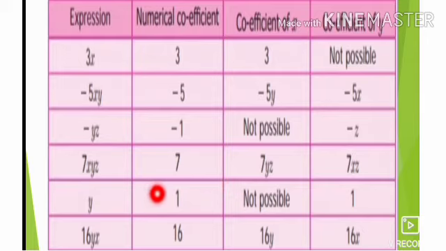And here 16yx. Here the numerical coefficient is 16. The numerical value in front of the variables yx is 16. So 16 is known as the numerical coefficient of this term. And coefficient of x. So keep x and the remaining 16y is called the coefficient of x. Coefficient of y. So keeping y, the remaining 16 into x is known as the coefficient of y.